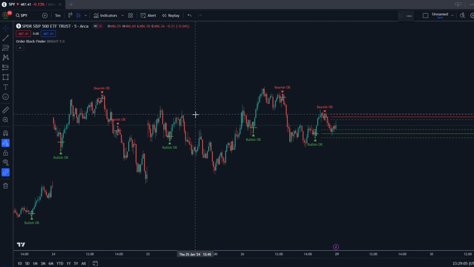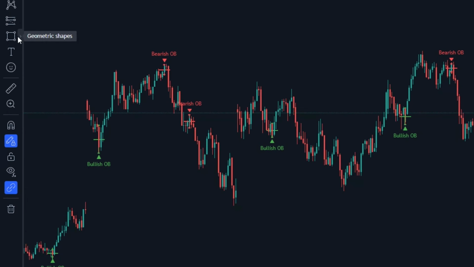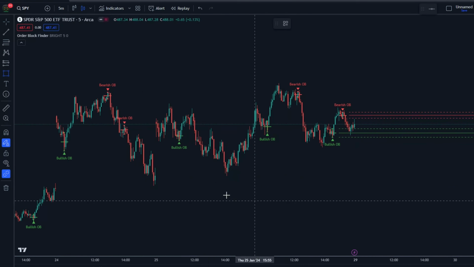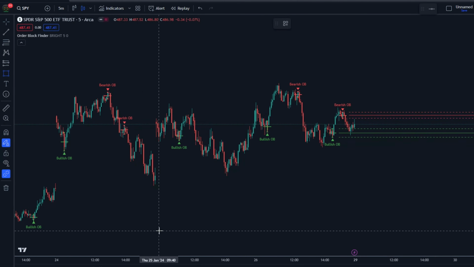Now, what we're going to do is manually draw out the areas of the order blocks to help you guys see it a lot better. So we're going to go straight over to our toolbox, click that, and go to the rectangle icon. And I'm going to manually draw out these areas of order blocks.